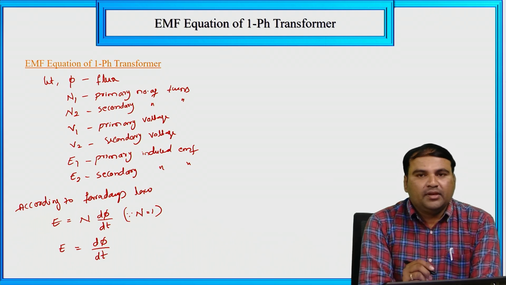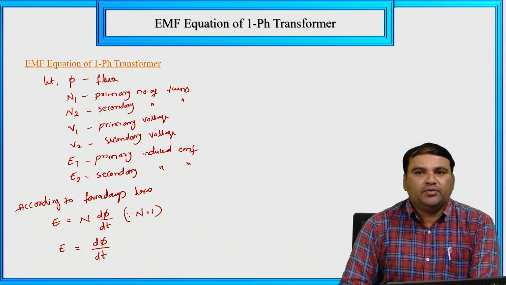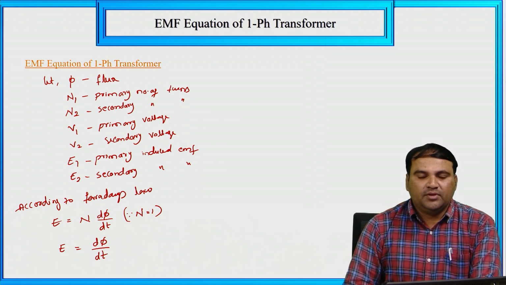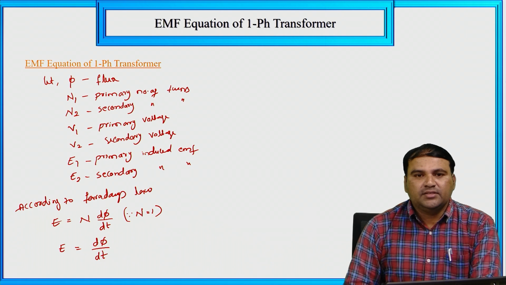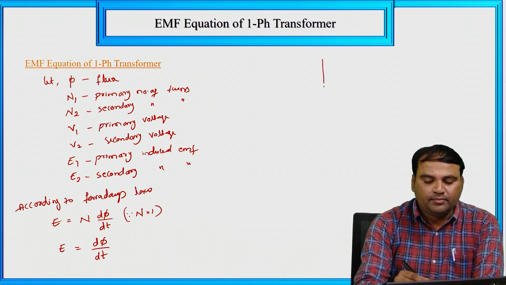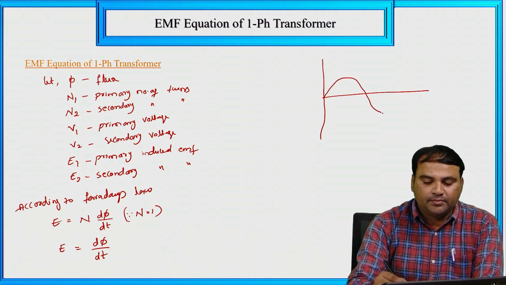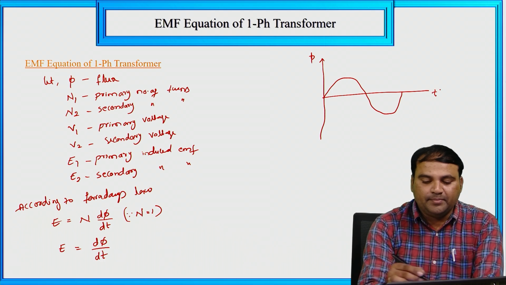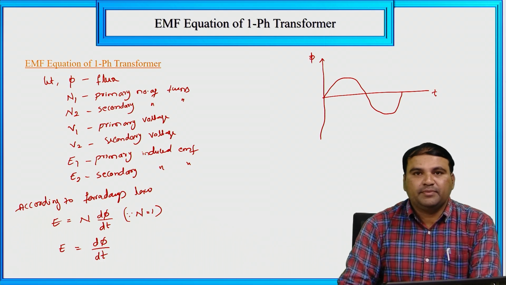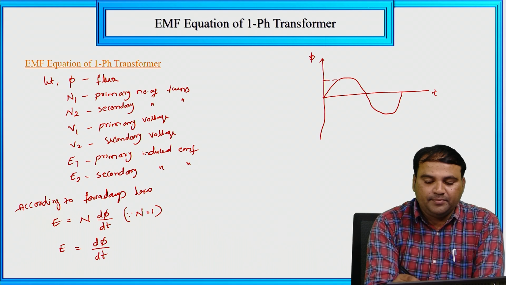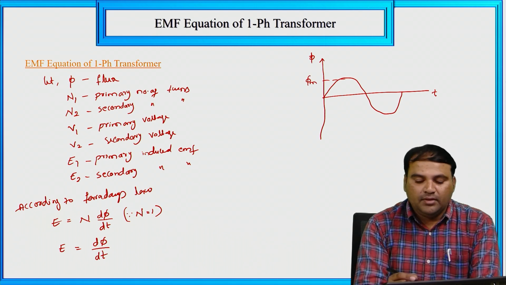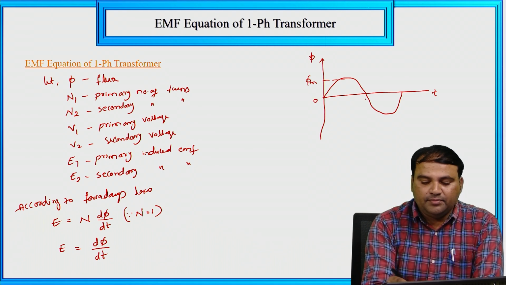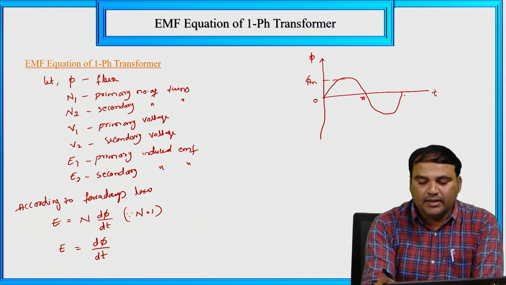So here we are giving the AC supply to the single phase transformer. If it is an AC supply, we will get a sinusoidal waveform. This is flux with respect to time. Here we have the maximum flux, that is phi m. Now the intervals are 0, pi, and this is 2 pi.